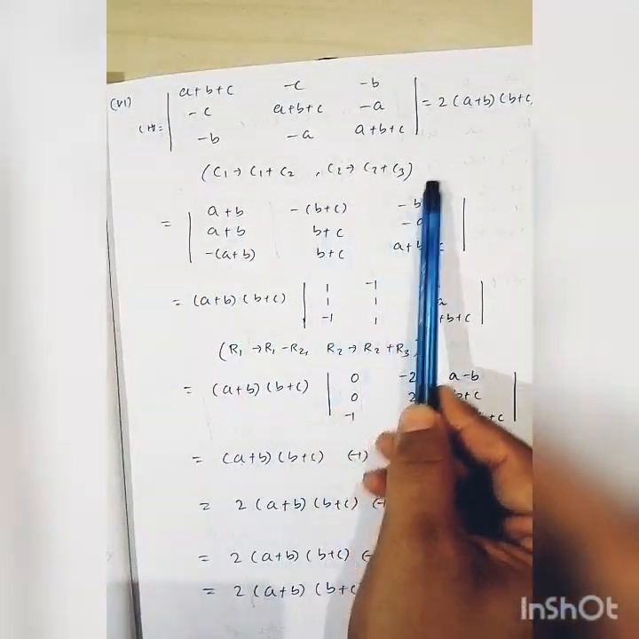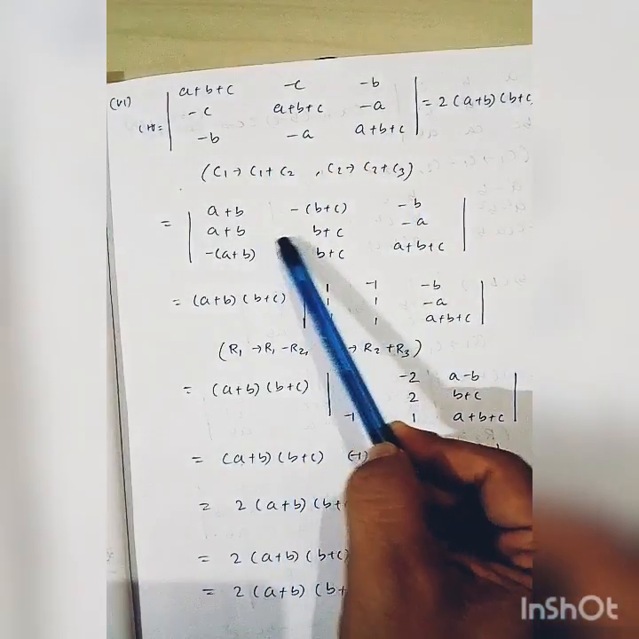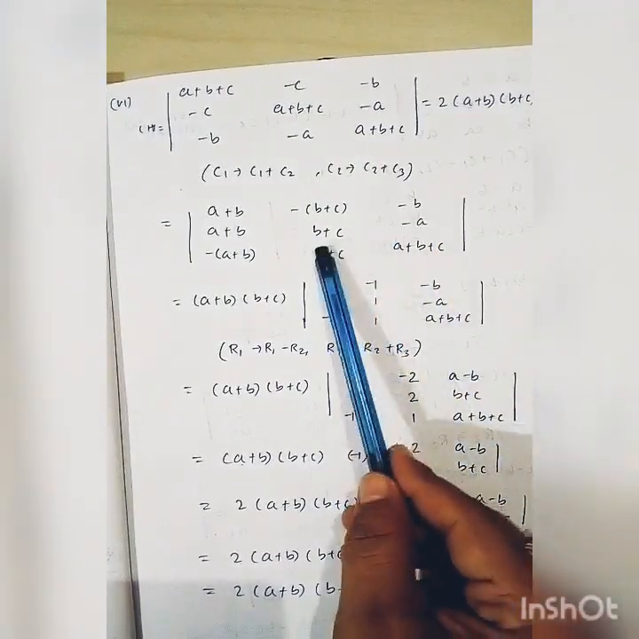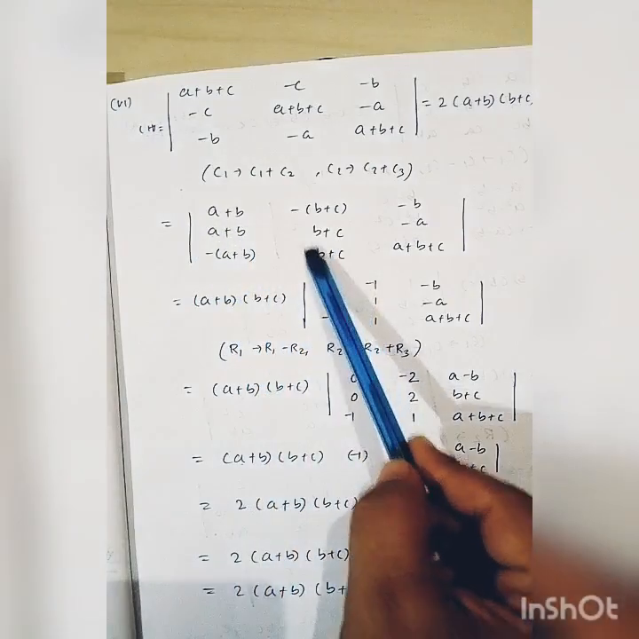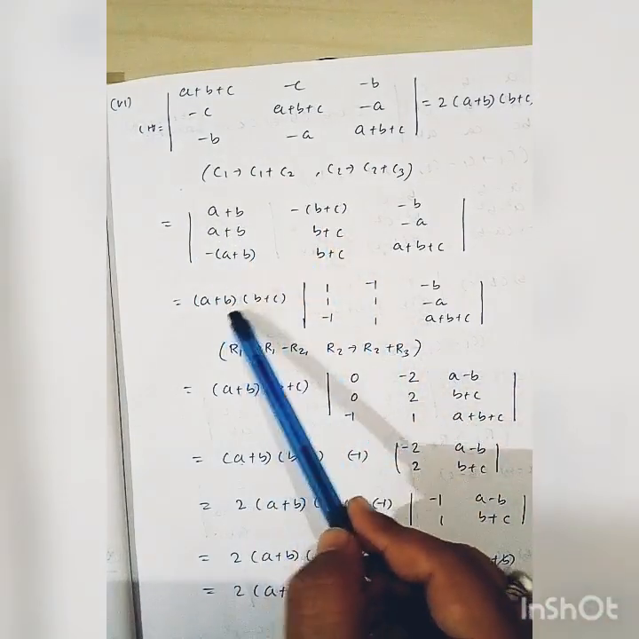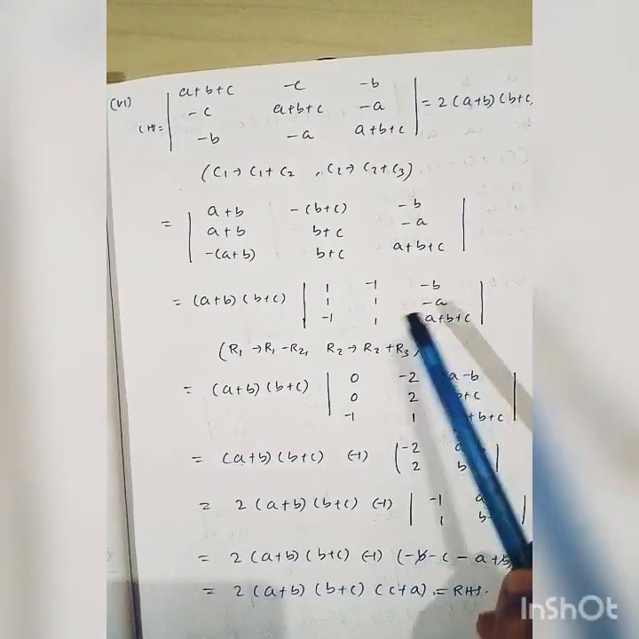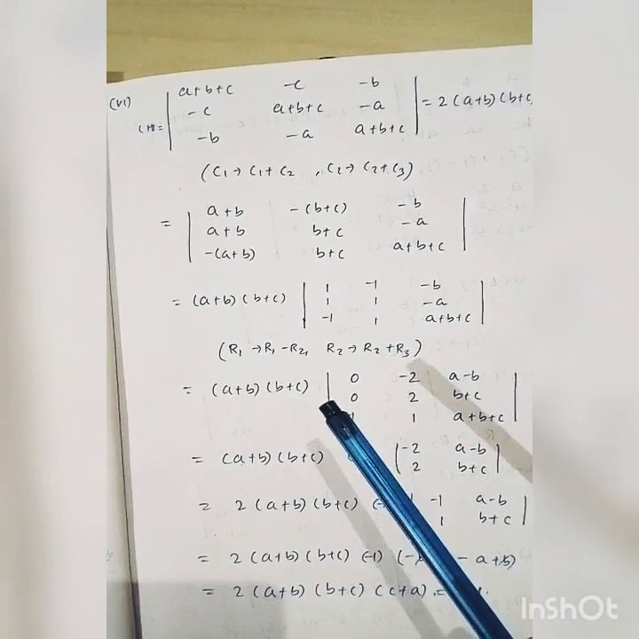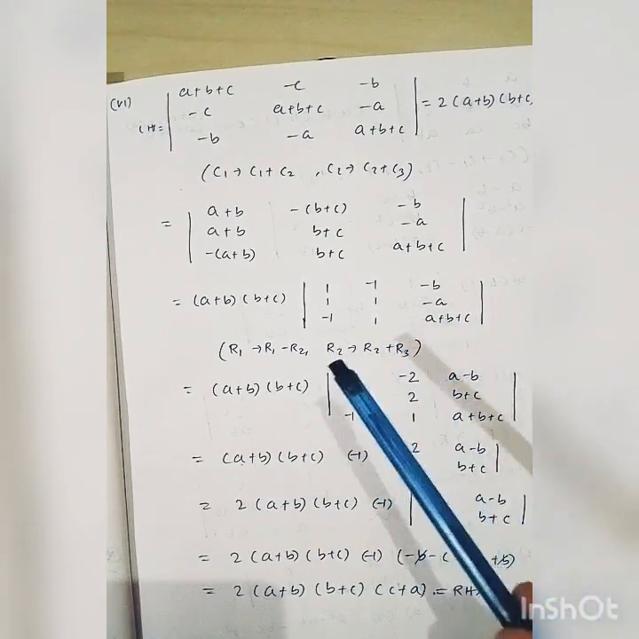Similarly minus c minus b, we can write it as minus of b plus c. Again a plus b plus c minus a, that is b plus c. Again minus a plus b plus c, again it is b plus c. Again by taking common a plus b from column 1 and b plus c from column 2, that is a plus b plus c, it is 1 1 minus 1, it is minus 1 1 1. It is this.